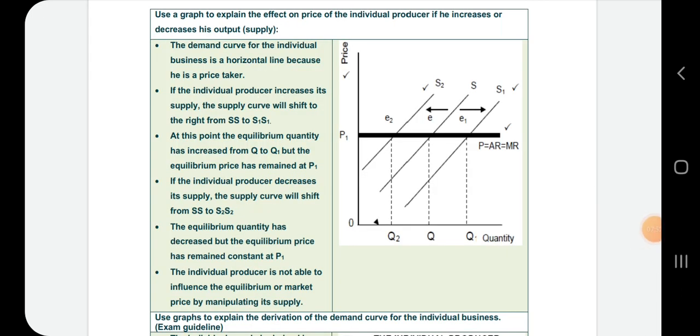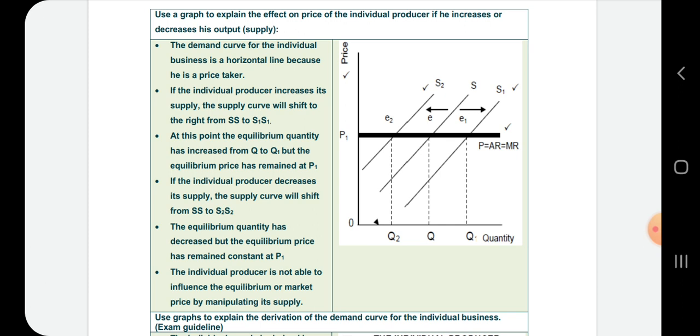So here you can be asked to use a graph to explain the effect on price of an individual producer if he increases or decreases his output supply. Now you will have this graph drawn. The demand curve for the individual business is a horizontal line because he is a price taker. This is the perfect market. So we're dealing with a perfect market.